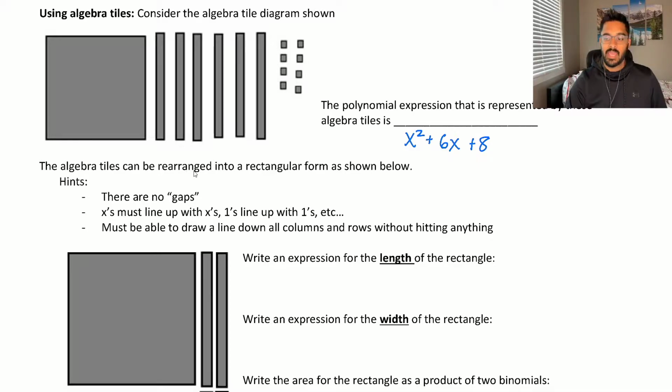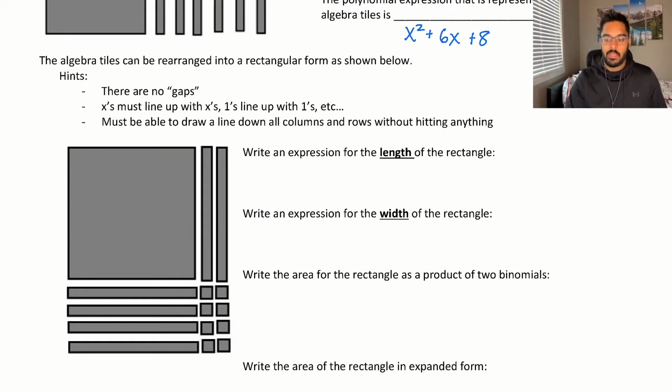Okay, the algebra tiles can be arranged into a rectangular form, as shown below. There are no gaps. The x's must line up with x's, ones with ones, all of that stuff. Just like we talked about before, we talked about really making sure the dimensions matched up. So we're going to do the same thing here. And here's one possibility of how that could be drawn. Okay, write an expression for the length of said rectangle.